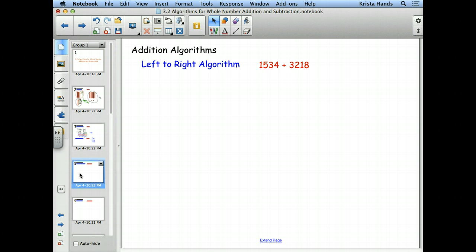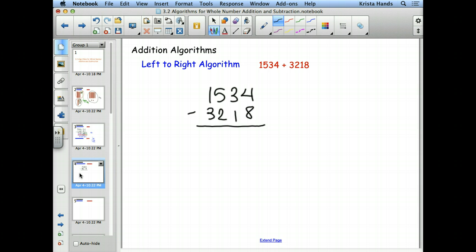All right, the next one we're going to do is the left to right algorithm. I'm going to write it in that same sort of vertical pattern. So I put the 1,534, and then underneath 3,218. Okay, so it looks to start out just like the standard algorithm. We're writing on top of each other. And then what we do is we actually add up the first number in the left position. So we add 1 plus 3 and we get 4. And when we do that, we understood that 1 plus 3 was really 1,000 plus 3,000. So this is 4,000. So on the side, I'm going to write down what we added, just to remind you, not because you would really write it down if you were working the problem. Okay? That's where that 4,000 came from.